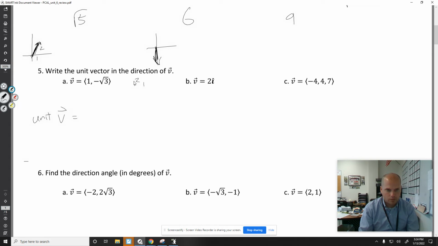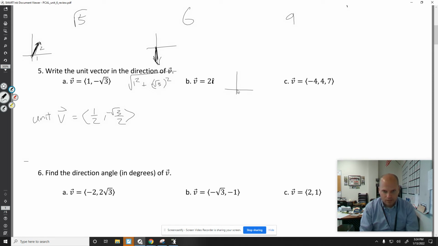So 1 squared plus negative root 3 squared, square rooted. 1 plus 3 is 4. Square root of 4 is 2. Will be 1 divided by 2 and negative root 3 over 2. We're familiar with that. Let's say, what is that? Over 1/2, down negative root 3 over 2. It's at 5 pi over 3.